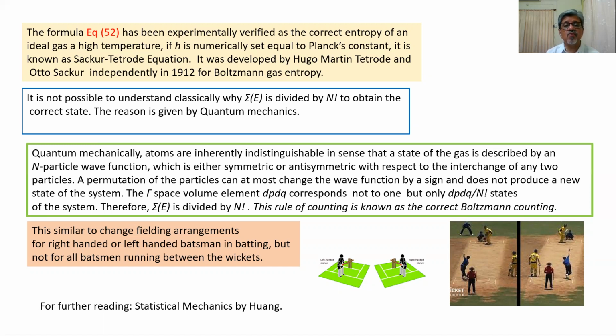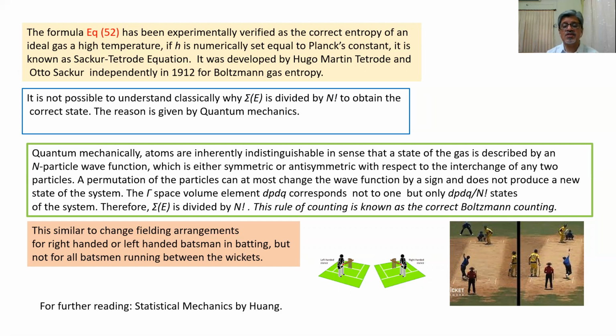The gamma space volume element dp dq corresponds not to 1 state, but only to dp dq divided by N factorial states. Therefore, the summation is divided by N factorial. And this rule of counting is known as the correct Boltzmann counting.